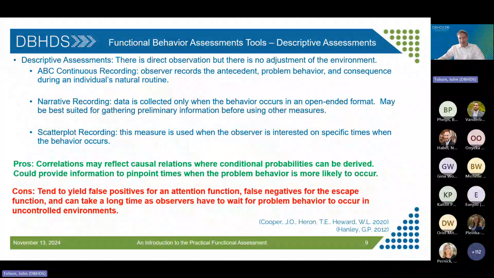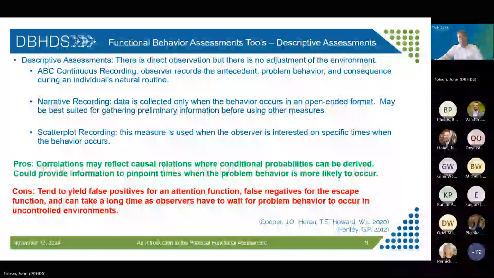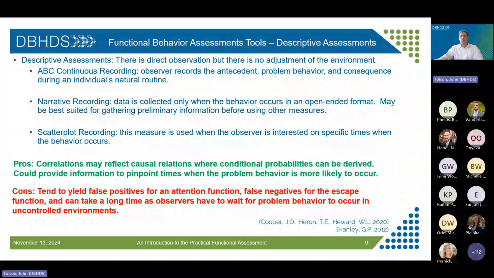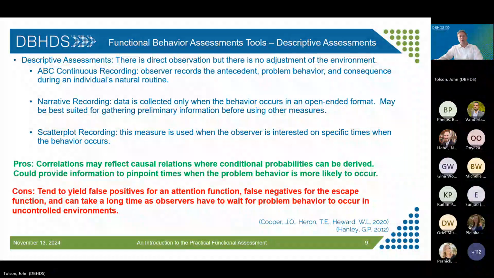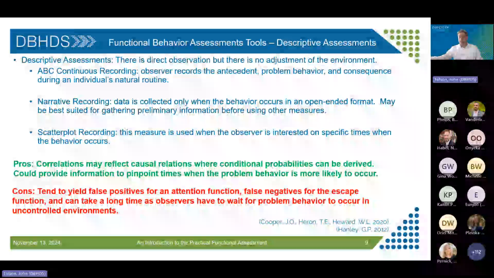All right, with descriptive assessments, there is direct observation, but there is no adjustment of the environment. There are no particular conditions, so think of these as fly-on-the-wall assessments. With the ABC continuous recording, the observer records the antecedent, problem behavior, and consequence during an individual's natural routine. Codes for recording specific antecedents, problem behavior, and consequences can be developed to make it easier for data collection.